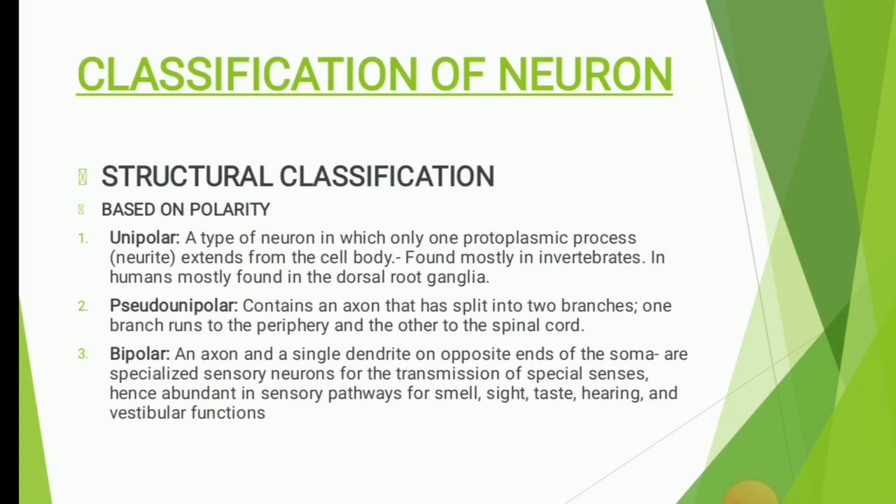Next, coming on to the classification of neuron. Neuron is being classified into various types depending upon its structure and upon its functions. First comes the structural classification. So based on the polarity, it is of 4 different types: unipolar, pseudo-unipolar, bipolar and multipolar. So let us discuss what is unipolar. These are the type of neuron in which only one protoplasmic process extends from the cell body.